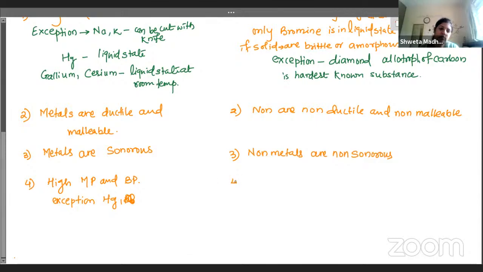That means they won't produce a ringing sound when struck hard. When we strike a metal hard, it produces a ringing sound. That's the reason metal is used in bells. Non-metals do not possess that property. And non-metals have low melting and boiling points.